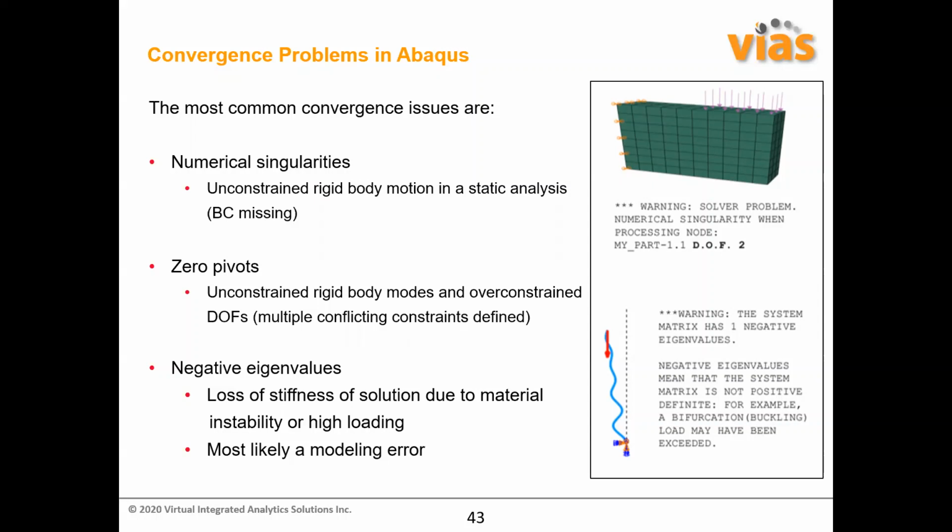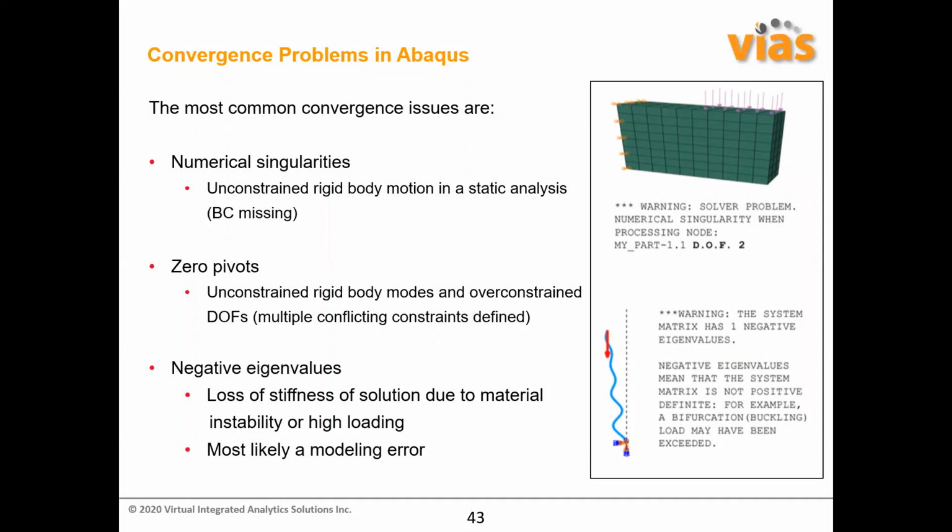The most common convergence issues in Abaqus are numerical singularities. You'll see several types of error or warning messages in your STA file, your status file, through the job diagnostics tools, or your message file. You might see messages like numerical singularities, or warning solver problem, numerical singularity when processing node this and this, and then it will point out the degree of freedom.